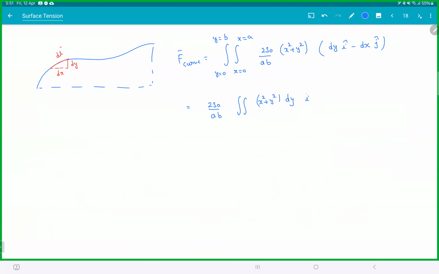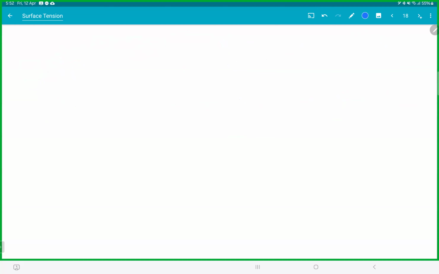Just wondering, will this work or not? x square plus y square dx j cap. This has a problem actually. If you put a double integral, there's no dx here to integrate. So let me think about this thing. This doesn't work. I thought this should work. Okay.